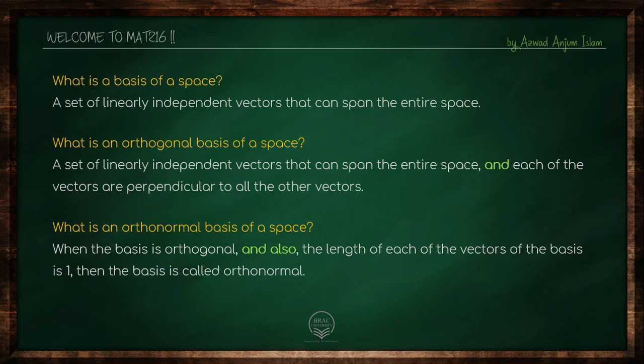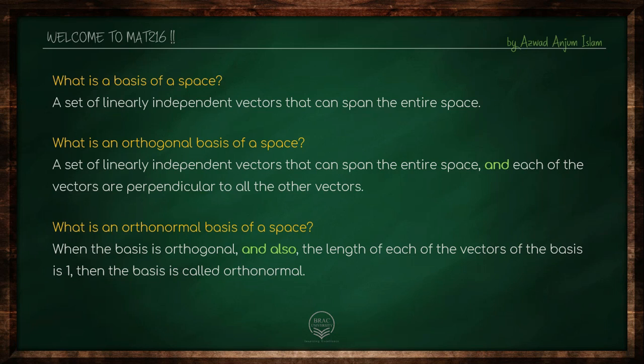Now we have orthonormal basis. Orthonormal basis is basically orthogonal basis with only one additional property. Just like orthogonal basis, we have the vectors inside the basis, and they have to be perpendicular to each other, all of them. And the additional property is that the length of each of the vectors of the basis has to be 1. If we have that property fulfilled, we can call that basis an orthonormal basis of a space.